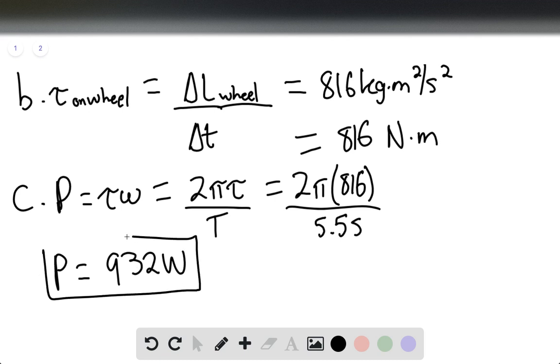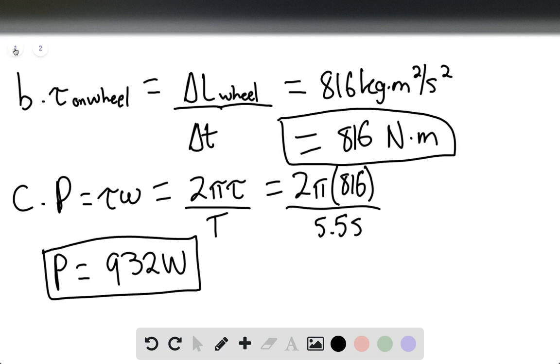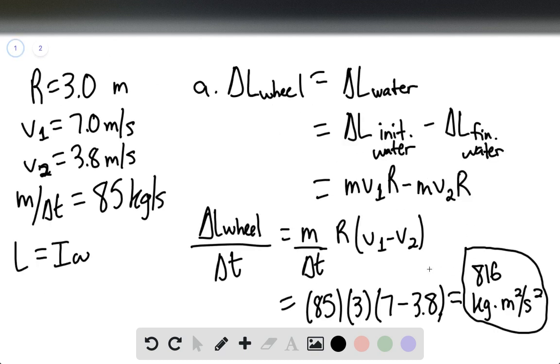So this would be your answer for part C, part B, and part A. That is the end of the solution.